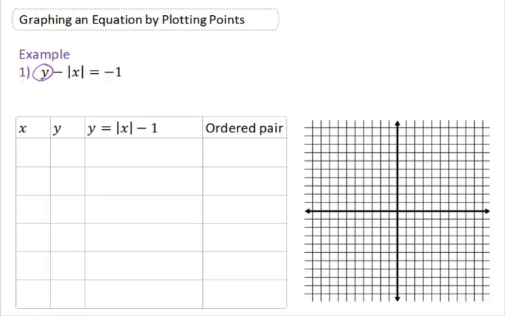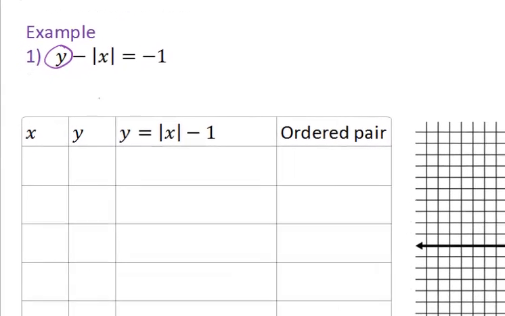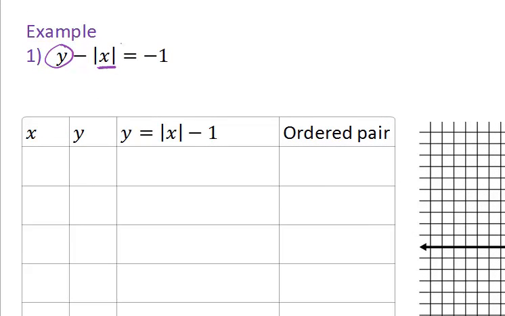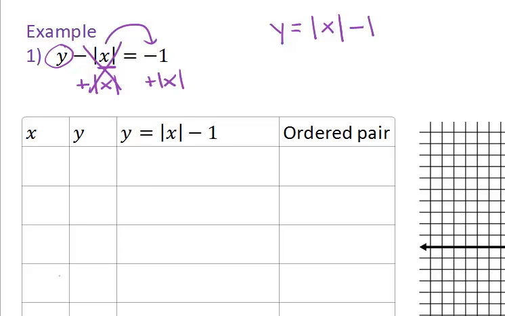So to get our y completely isolated, we want to get rid of this absolute value of x. And we get rid of it by moving it to the other side. So we would add the absolute value of x to both sides of this equation. So on the left, everything cancels out, leaving me with y. On the right, I have the absolute value of x minus 1. And notice that's what I have listed right here. Since I have it solved for y, creating my ordered pairs is going to be very easy.